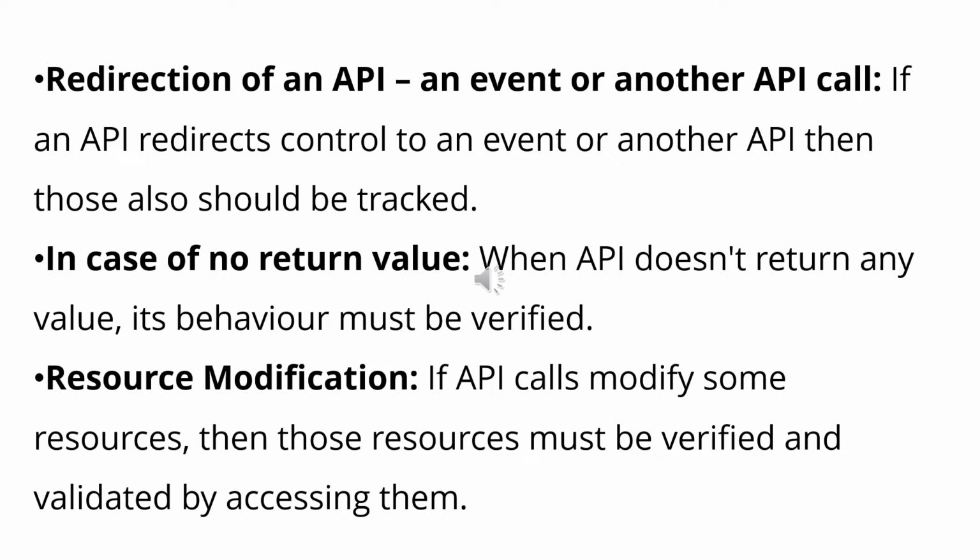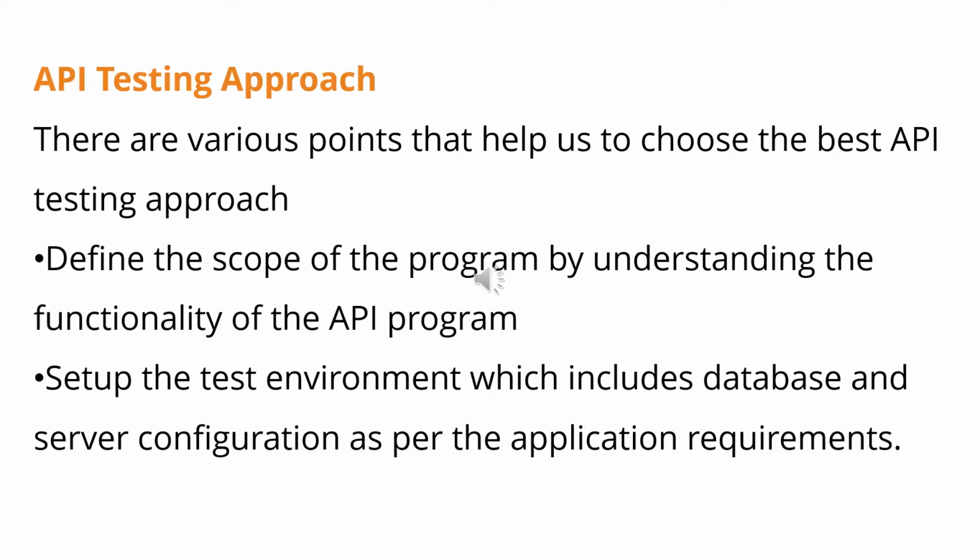Resource modification. If API calls modify some resources, then those resources must be verified and validated by accessing them. API testing approach. There are various points that help us to choose the best API testing approach. Define the scope of the program by understanding the functionality of the API program. Set up the test environment, which includes database and server configuration as per the application requirements.